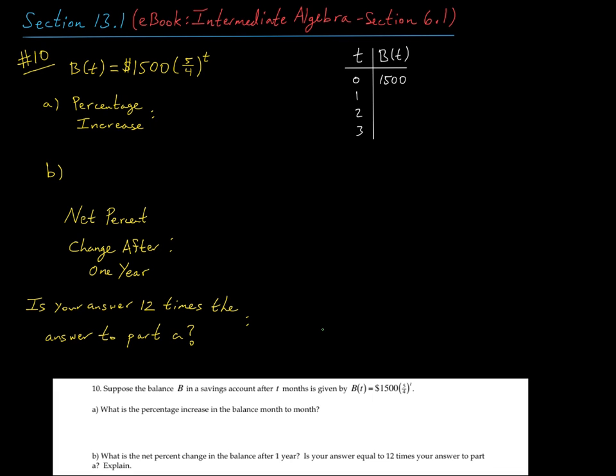Alright, in this last video in 13.1, we're going to look at problem 10. It says, suppose the balance b in a savings account after t months is given by the function b of t equals $1,500 times 5/4 raised to the t power. Part A says, what's the percentage increase in the balance month to month?